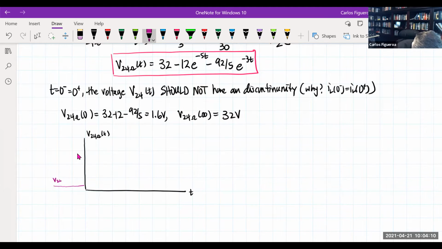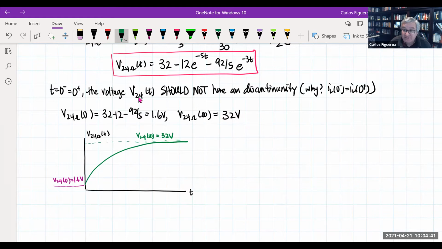This is V24 at 0, which should be 1.6 volts. And then this is going to charge up, or store current, all the way up to V24 at infinity, which is 32 volts. So what I expect to happen here is some type of RC behavior that looks something like this. We didn't expect any discontinuities because it was in series with the inductor. And now I see this RC behavior.